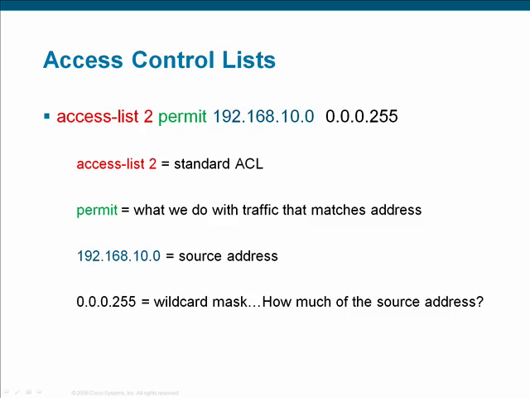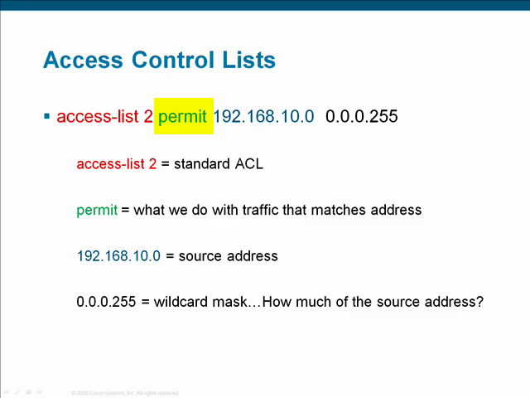ACLs are groups of statements that enable networkers to permit or deny traffic. ACLs can be very short and simple or very long and complex. Here we will focus on a small, simple ACL so we can make sure to learn the concepts. This is a very simple ACL. The number 2 signifies to us that this is a standard ACL. Because this is a standard ACL, we know that it filters traffic based upon the source address of packets.